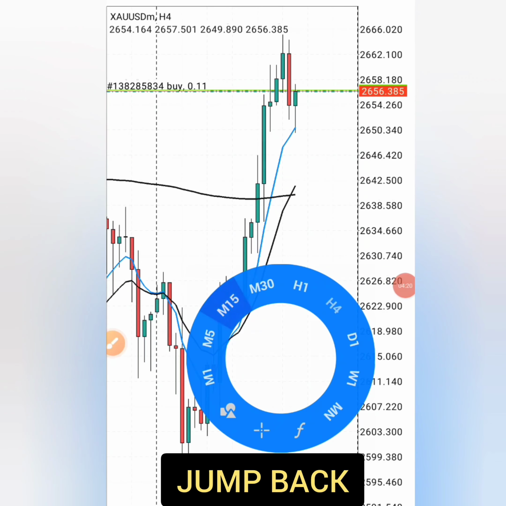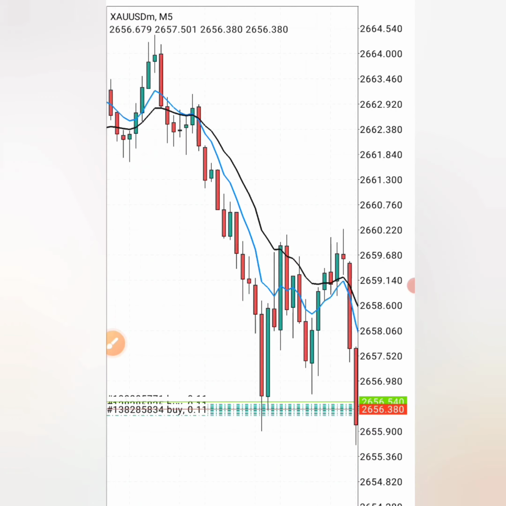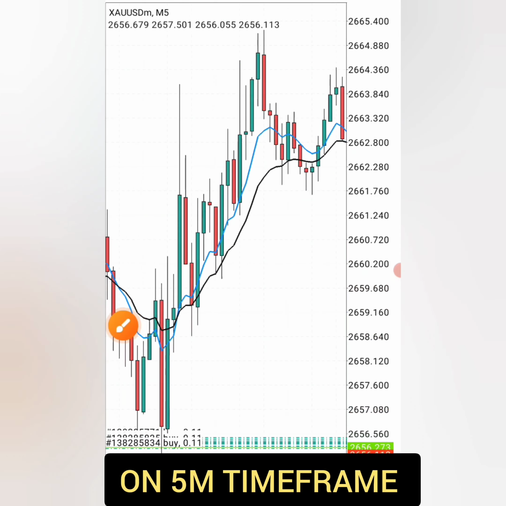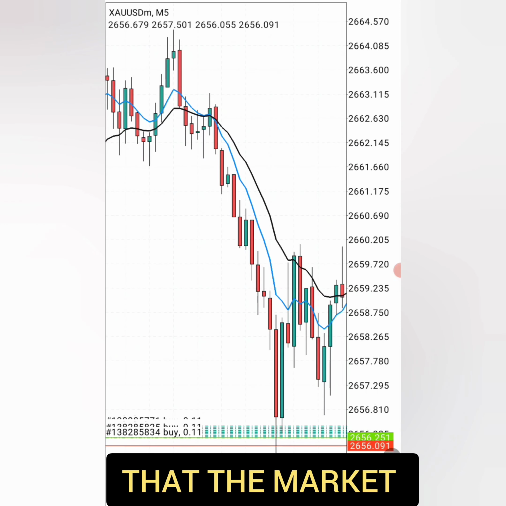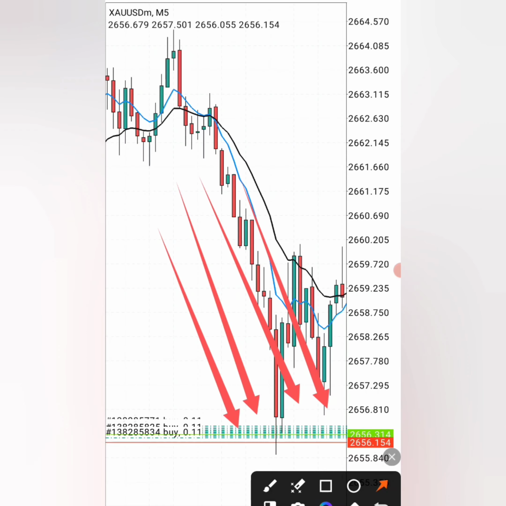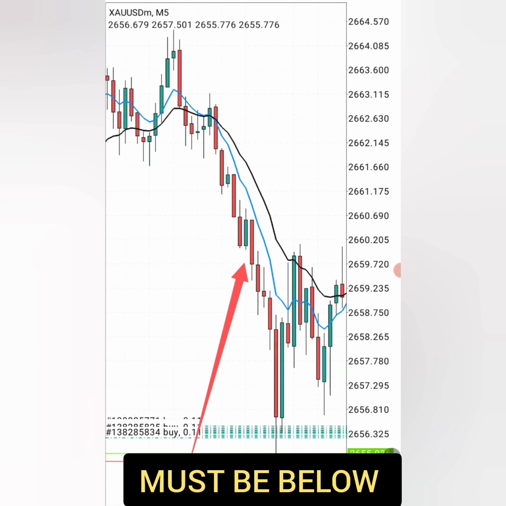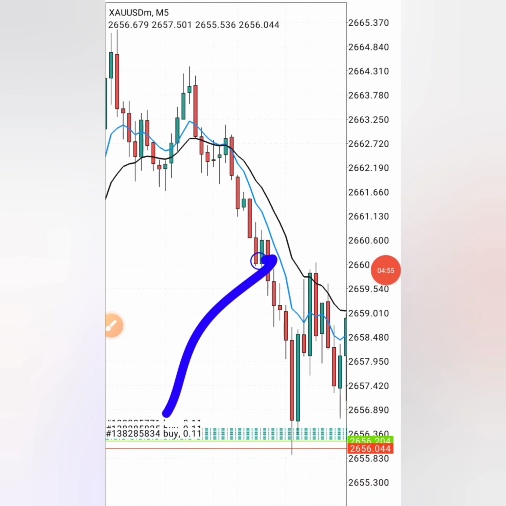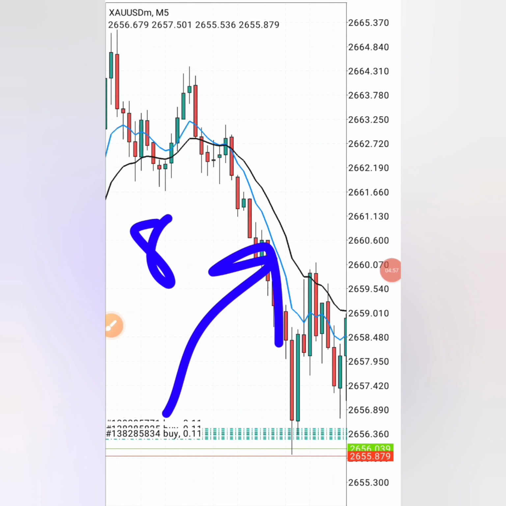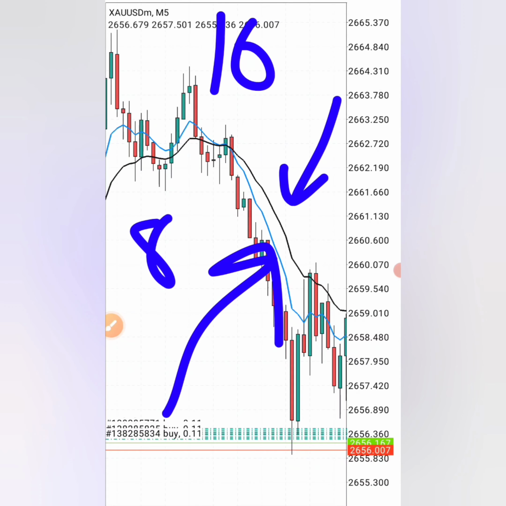When that happens, you want to jump back down to the 5-minute time frame because this is the time frame that you're going to be trading on. On the 5-minute time frame, you want to confirm that the market is really going the opposite direction just like you want it to do. And you do that by looking at the blue moving average. It must be below the black moving average. This blue moving average is the 8 moving average, and this black moving average is the 16 moving average.